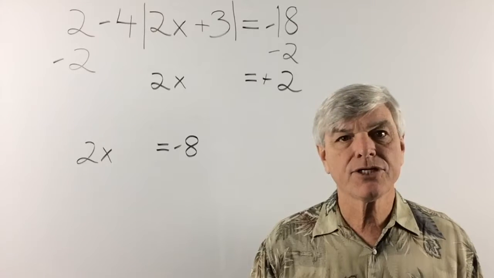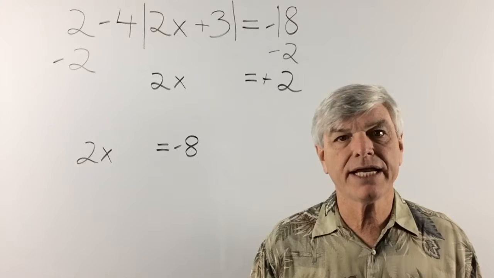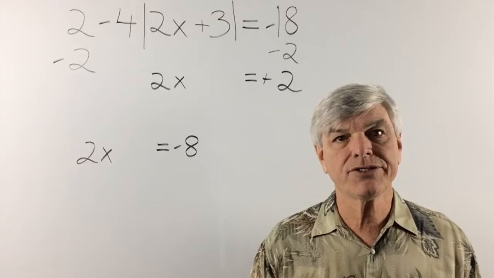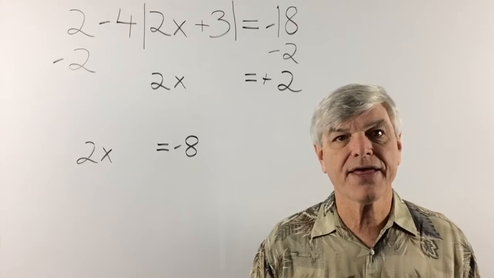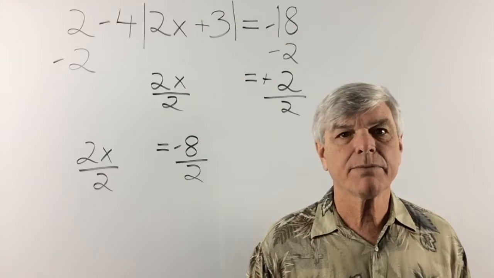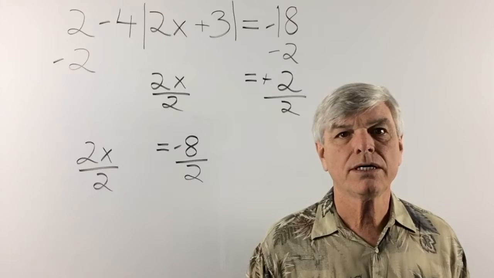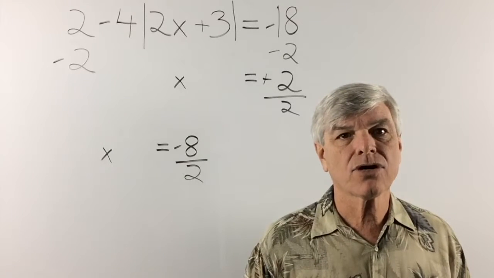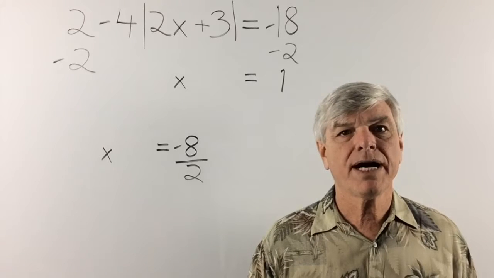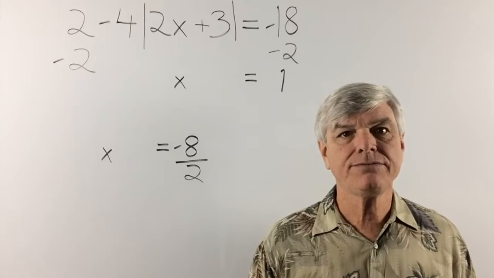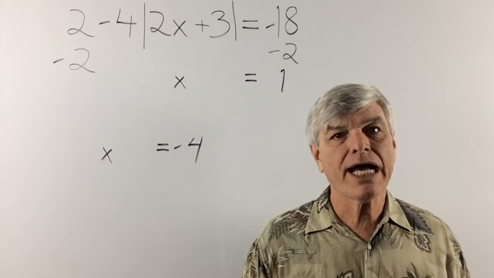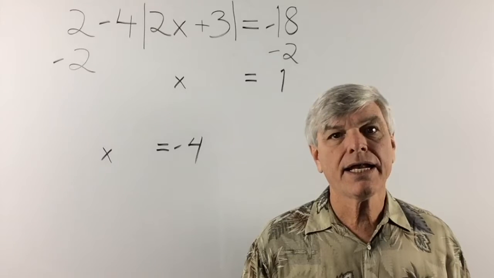And we're left with +2 in the upper equation and -8 in the lower equation. So we have 2x equals 2, and we have 2x equals -8. We have a coefficient in front of the x, so we need to eliminate that. So we divide everything by 2, and 2 over 2 is going to isolate both of those x's. And the answer on top will be +1, and the answer on the bottom equation will be -4. So the solution to x is 1 and -4.